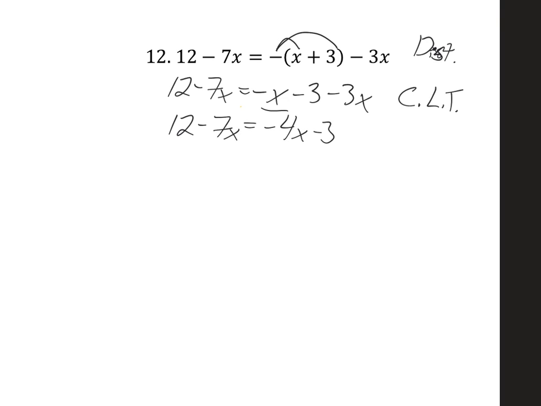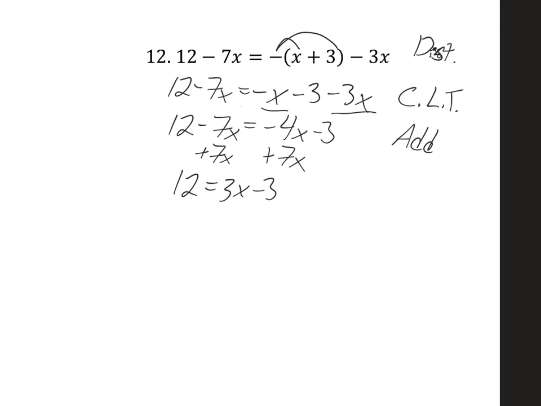So I was combining this piece and this piece. Okay, now it's time to figure out what we want to do next. Looking at this, I have a ton of options, but remember that I always want to have a positive x, so I'm going to add plus 7x plus 7x, so that's going to give me 12 equals 3x minus 3.